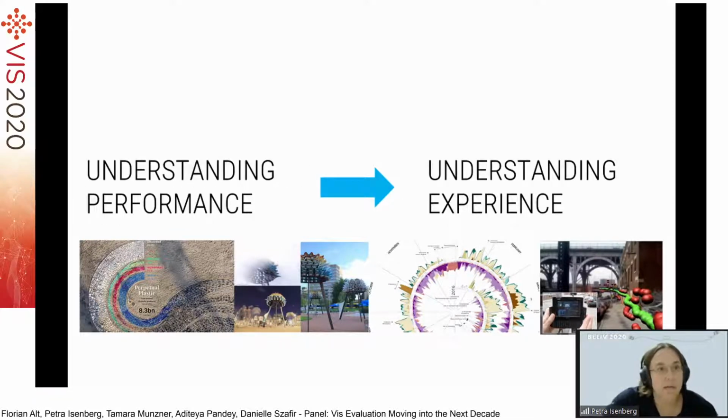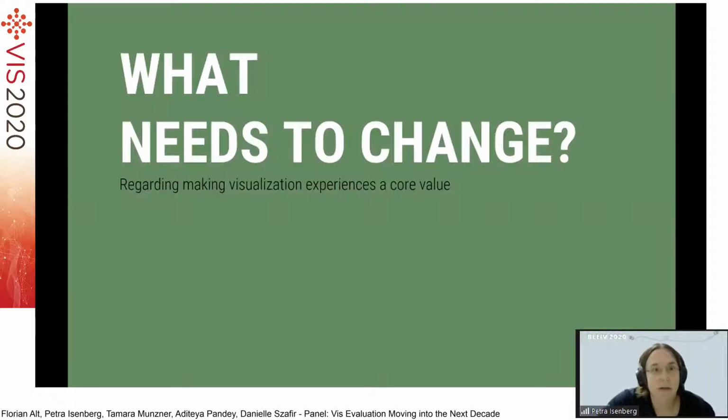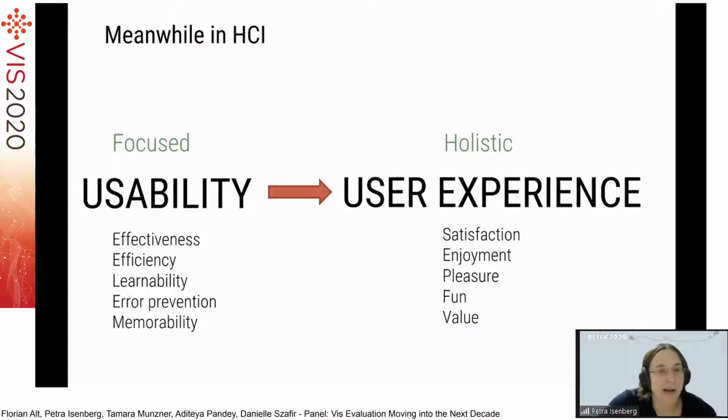And what I would like to see is us move more from understanding the performance to understanding people's experiences with these kinds of visualizations. So what needs to change in order to make that happen? Of course, HCI is a little bit ahead of us in talking about research methods and evaluation methodologies, and they've made this transition to understanding user experience coming from understanding usability, where these more performance-oriented metrics are really important.